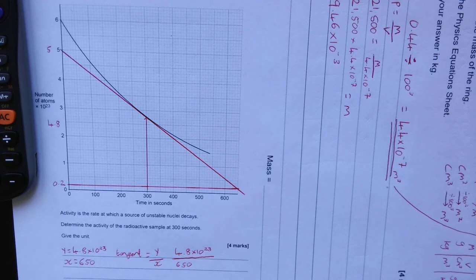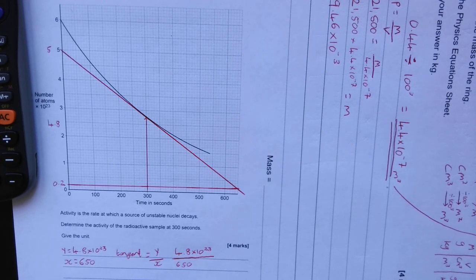Now, looking at the mark scheme, it says the correct answer is 7.1 times 10 to the 20. You can see we've got 7.38 times 10 to the 20. But it accepts any range from 6.5 times 10 to the 20 to 7.6 times 10 to the 20. So you can see we're well within range of that.